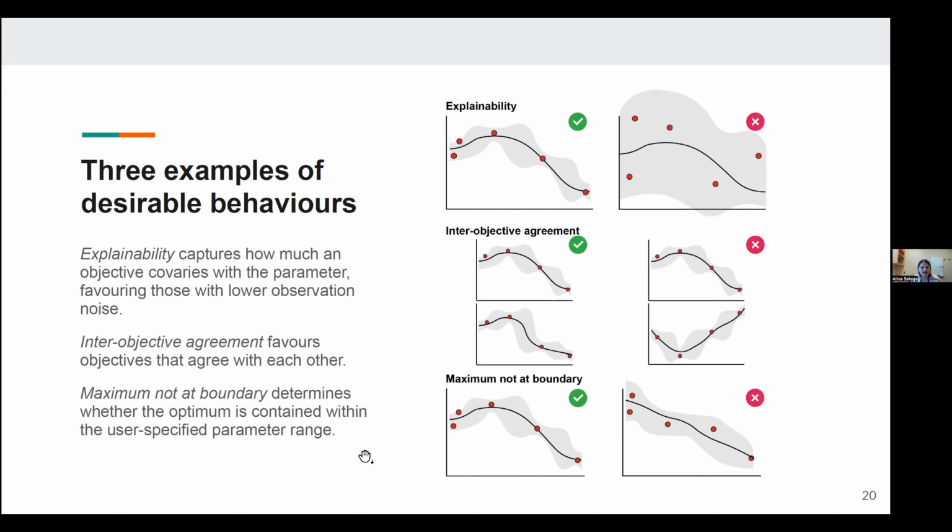And then the third and final one is maximum not at boundary. This determines whether the maximum of the objective is contained within the user specified parameter range. The user specified parameter range is another input to our method because we need to know the bounds for the optimization for the parameter in question. The idea here is that if we end up with this situation on the right, where the objective function just decreases or increases with the parameter value, then either the user specified the parameter range wrong and we should have continued more to the left to find where the actual maximum is, or maybe this objective is just entirely unbounded in this parameter, and then it's not really going to be useful for us in the optimization procedure.